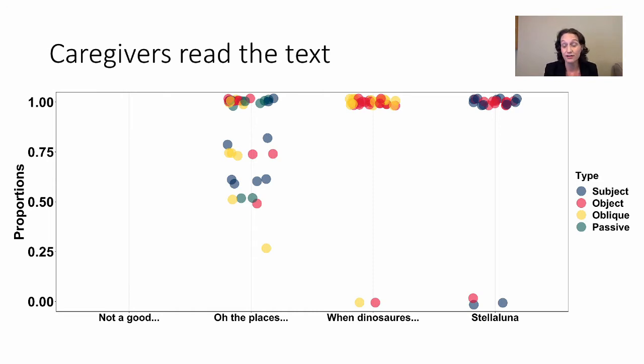And so it really is, across the 12 families, caregivers are overwhelmingly reading these complex sentences as they appear, such that they really are getting into the language input of the children. It's not just that they're on the page, but maybe not being read out loud. They really are being read out loud.